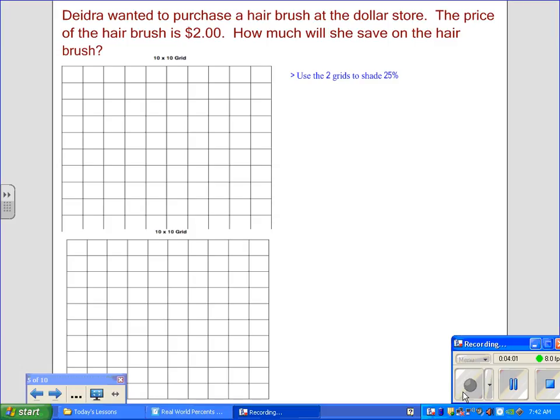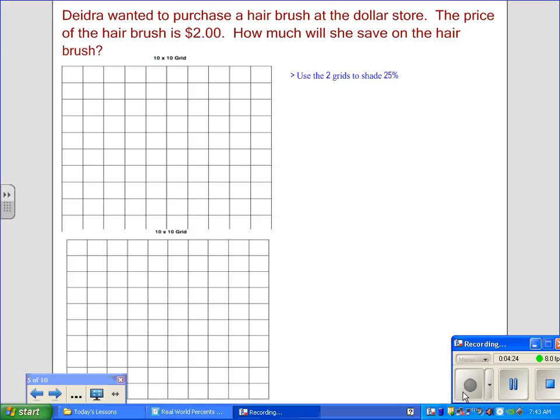This next problem is more of the same. It says Deidre wanted to purchase a hairbrush at the dollar store. Once again, we're at the same dollar store where everything is 25% off. The price of the hairbrush is $2. How much will she save on the hairbrush? So we're seeing what the discount is here. How much is she going to actually save?